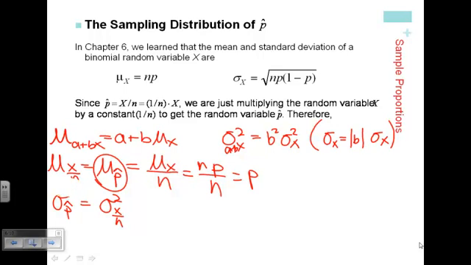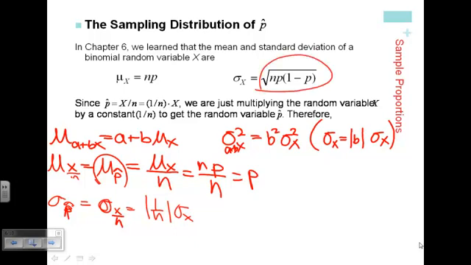All right, we'll get rid of the variance. So the standard deviation of p-hat is equal to the standard deviation of x over n, which is equal to the absolute value of 1 over n times the standard deviation of x. Again, the x is coming from a binomial situation. And as we had learned before, the standard deviation of that is the square root of n times p times 1 minus p.